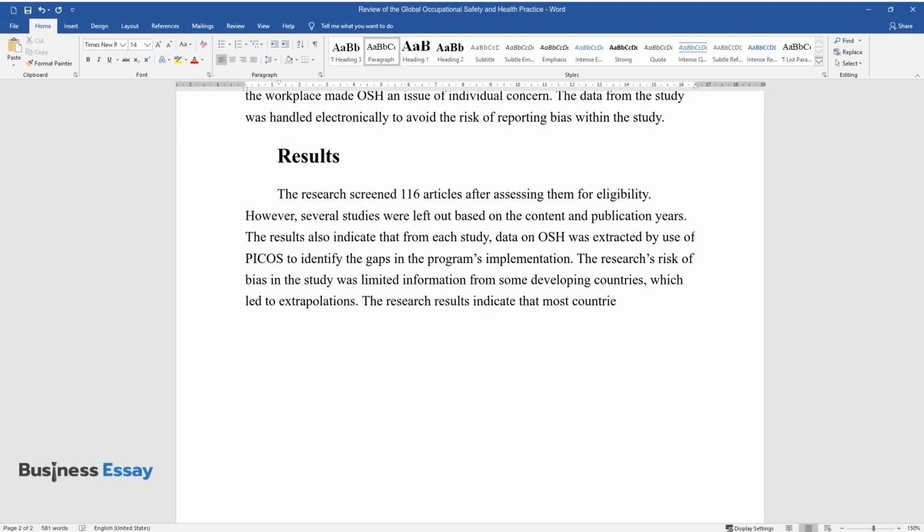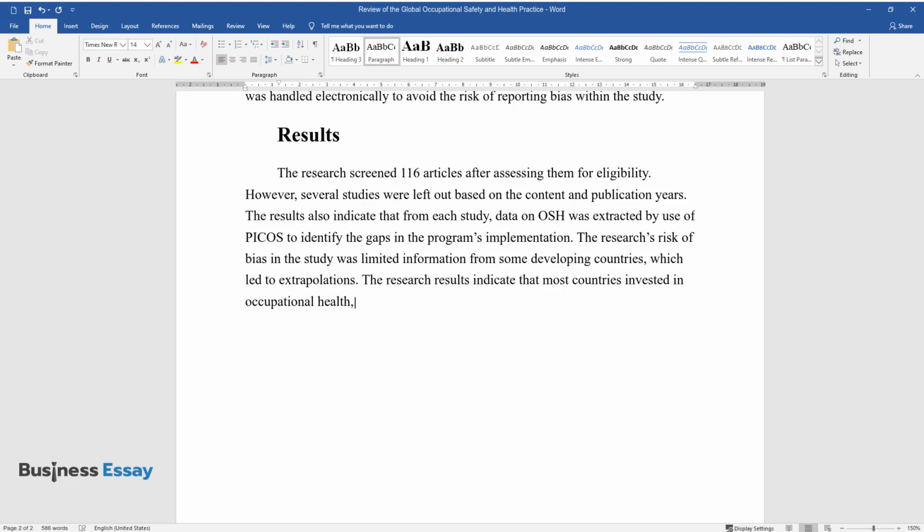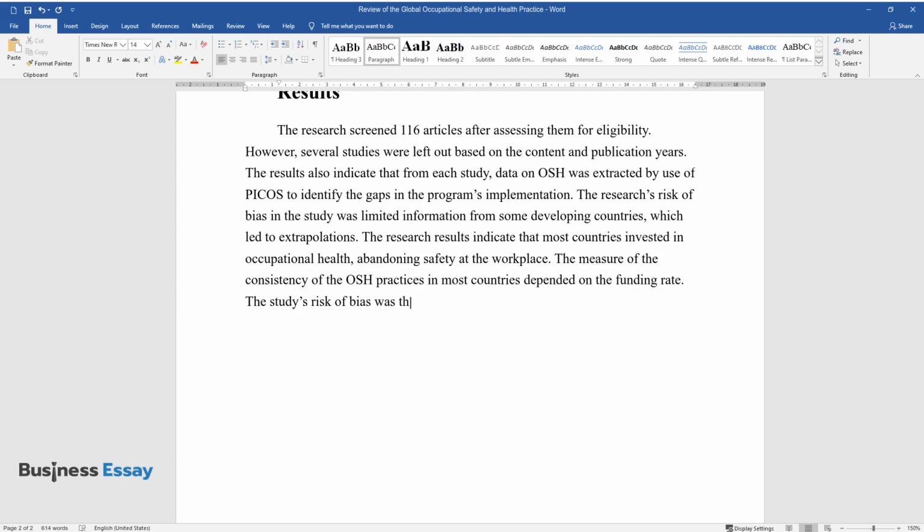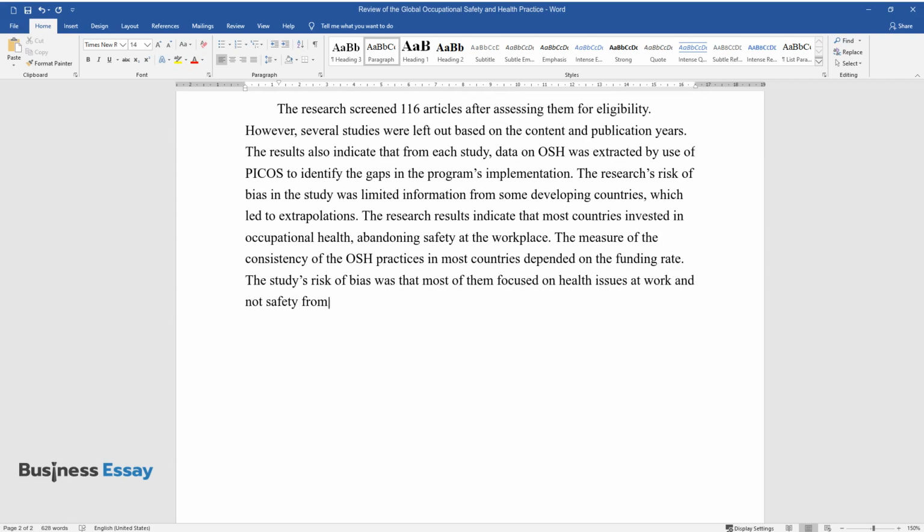The research results indicate that most countries invested in occupational health, abandoning safety at the workplace. The measure of the consistency of the OSH practices in most countries depended on the funding rate. The study's risk of bias was that most of them focused on health issues at work and not safety from accidents.